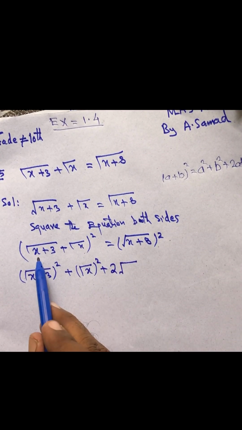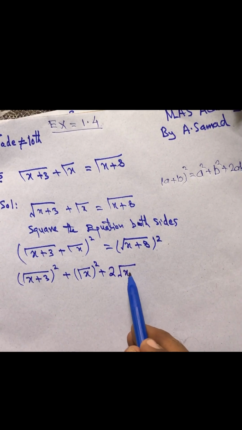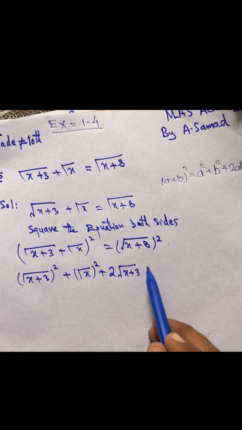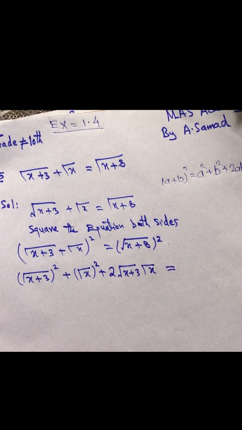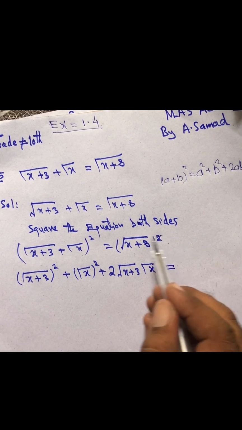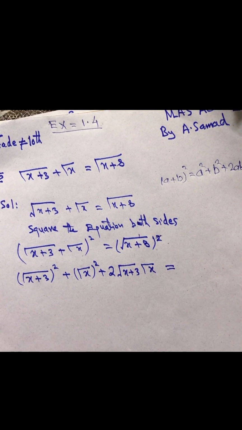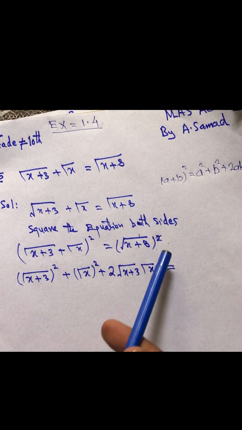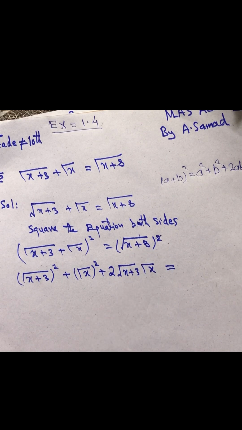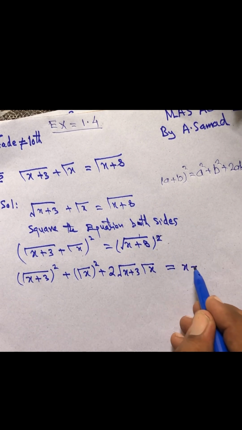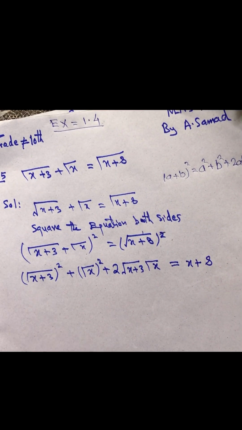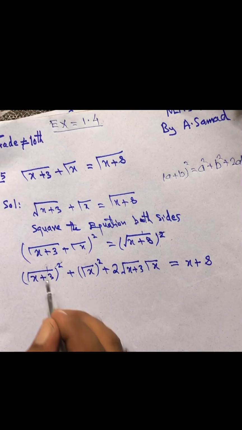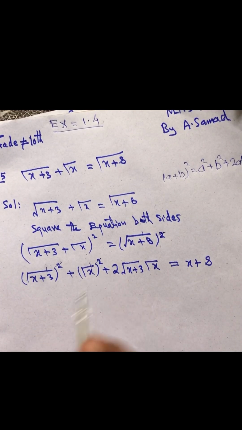What is our a right now? x plus 3 under the root is our a, and what is our b? This square root of x is our b. On the right hand side, simply the square will get cancelled with the square root sign, so only x plus 8 is left. Similarly here, this square will be cancelled with the square root sign, and this square will be cancelled with the square root sign.